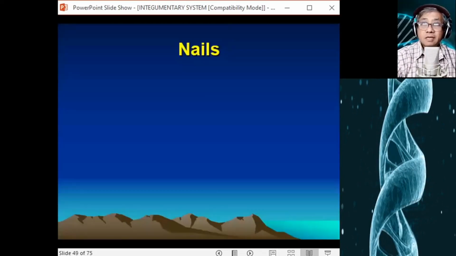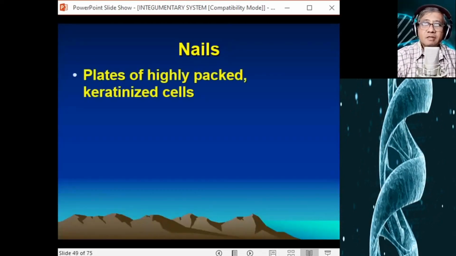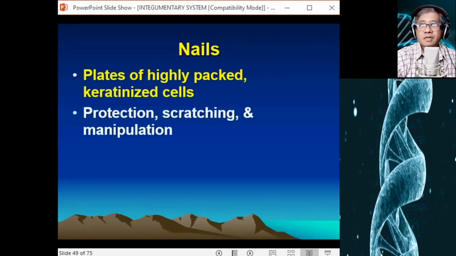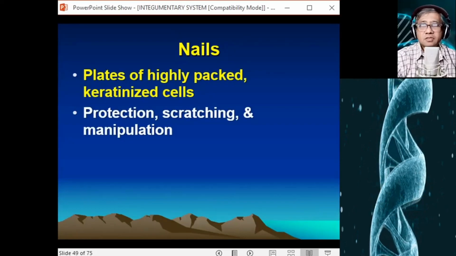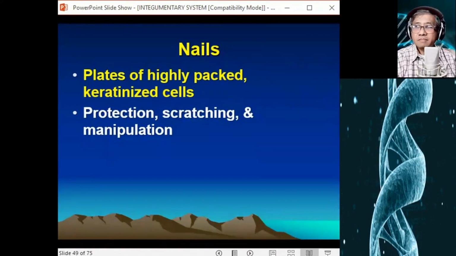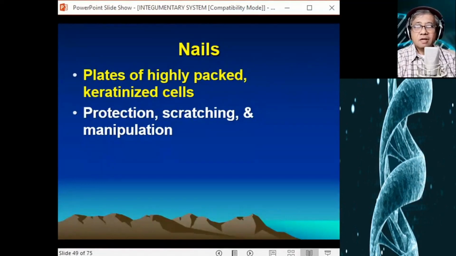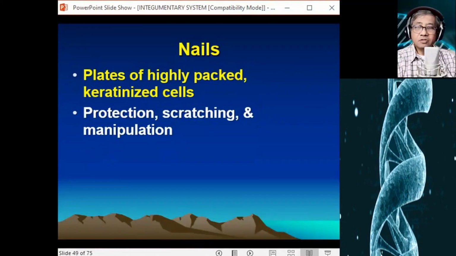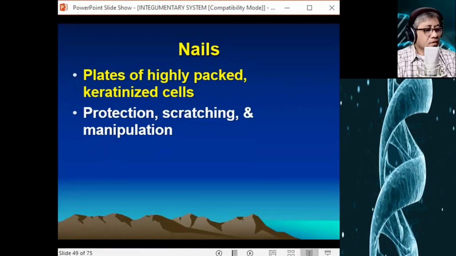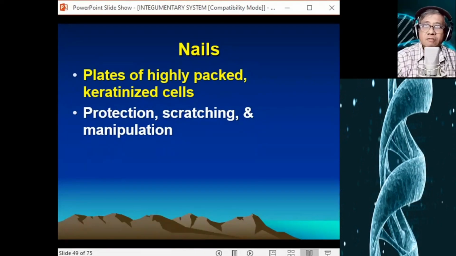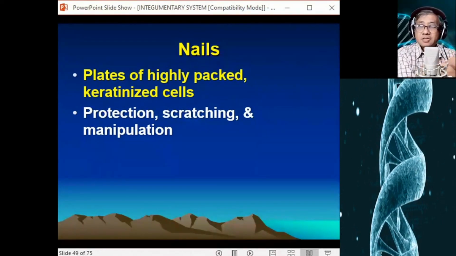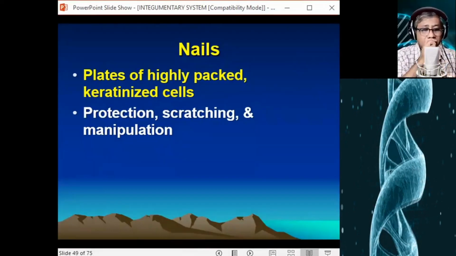Alright, next we have nails. Nails are basically plates of highly packed keratinized cells. And the function of the nails is for protection. It protects our fingertips, di ba? Ayan, highly packed keratinized cells, ito medyo matigas, rigid, that forms a protective shield sa ating fingertips. And also nails are good for scratching. Scratching pag nangati, di ba?